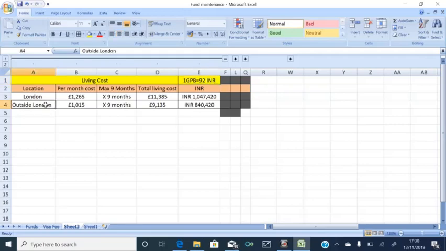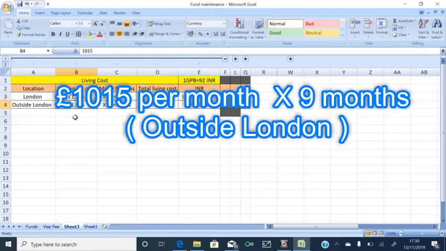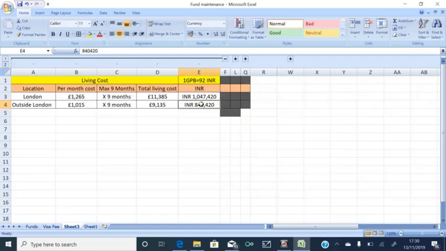If you are coming outside the London location, so for example Midlands, Scotland, somewhere, your monthly requirement for living cost would be £1,050, and you have to calculate the cost for 9 months, and it comes to £9,135, which comes to 8,40,000 rupees. So it is like roughly a difference of 2 lakh based on the location.